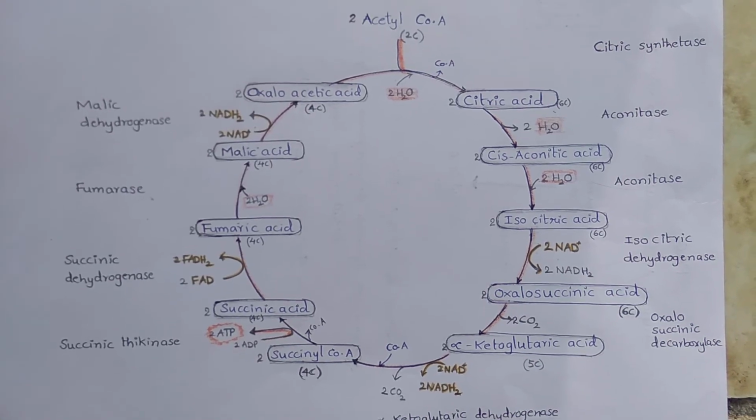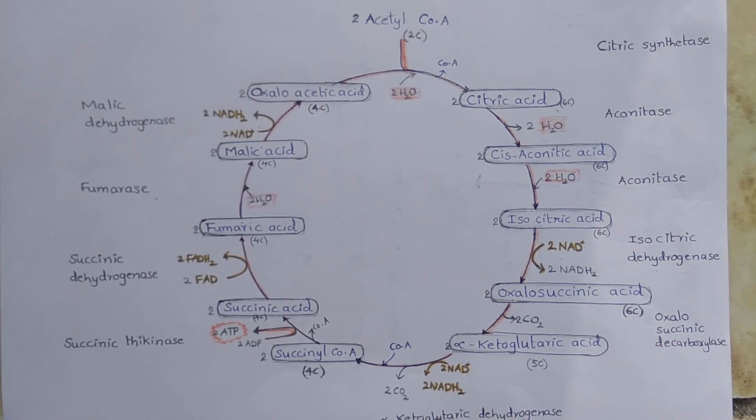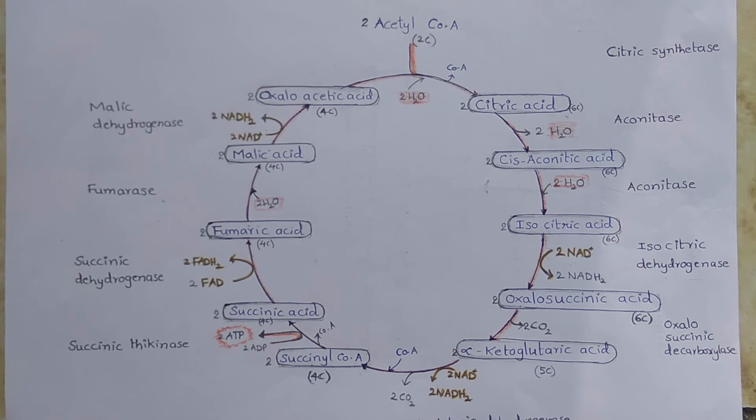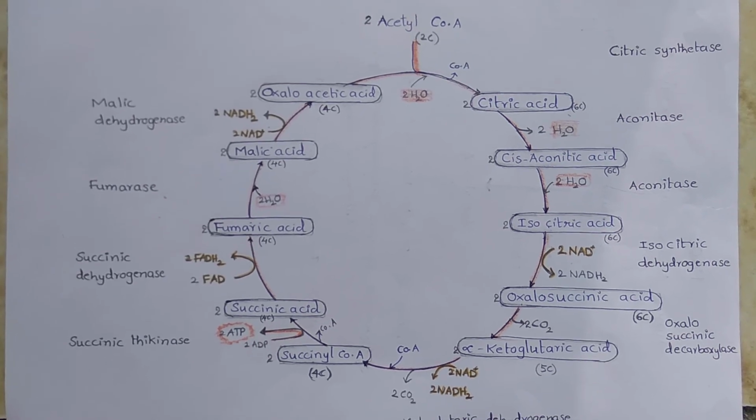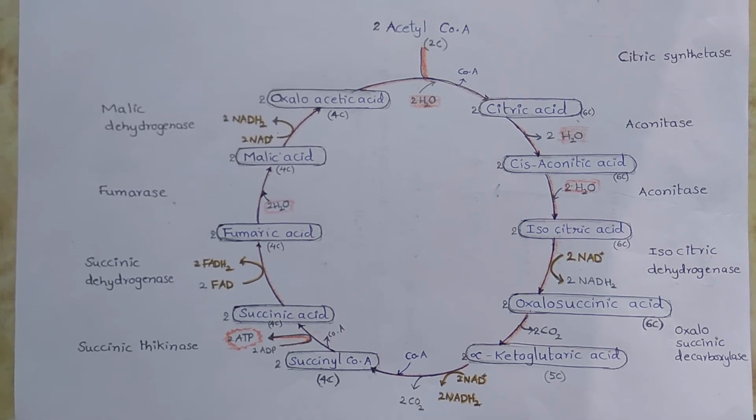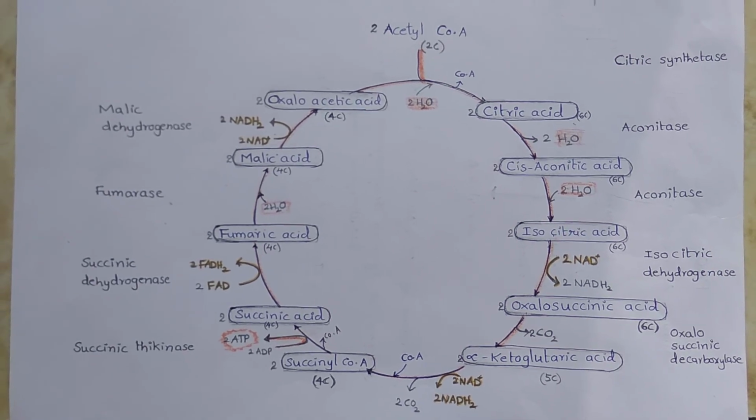Besides being catabolic, the Krebs cycle also provides a number of intermediates which are used in anabolic pathways to form glutamic acid, aspartic acid. So this cycle is also called an amphibolic cycle.